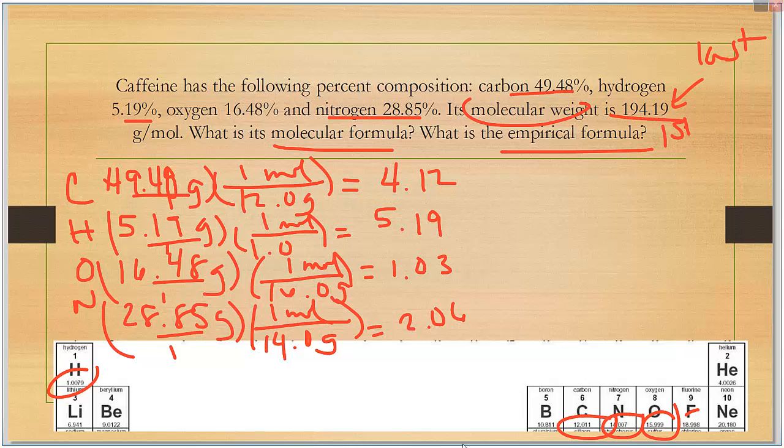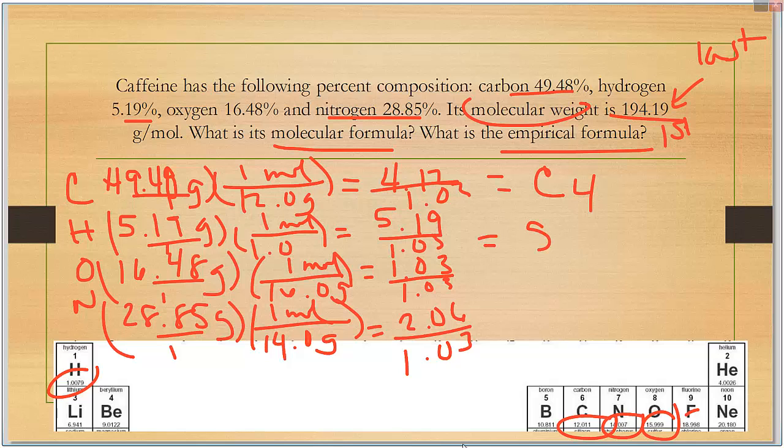Percent to mass, mass to mole, divide by small. So we pick the smallest number here, and that's the 1.03. So we divide every single number by 1.03. So the carbon is 4, the hydrogen is 5, the oxygen is 1, and the nitrogen is 2. Alright, so now we know what the empirical formula is: C4H5ON2. Now we have to figure out the mass of the empirical formula.